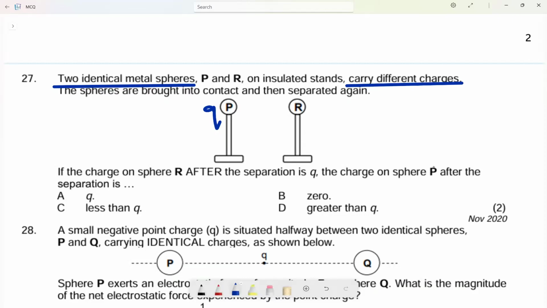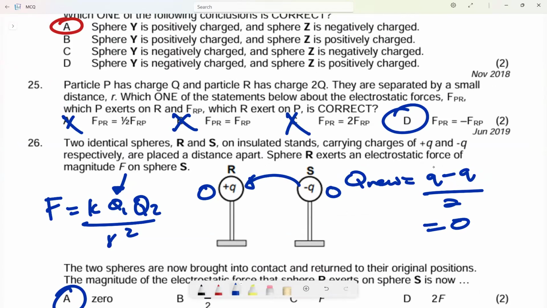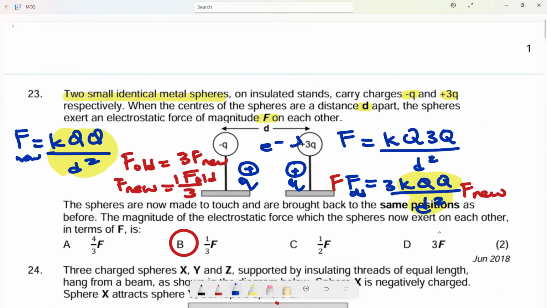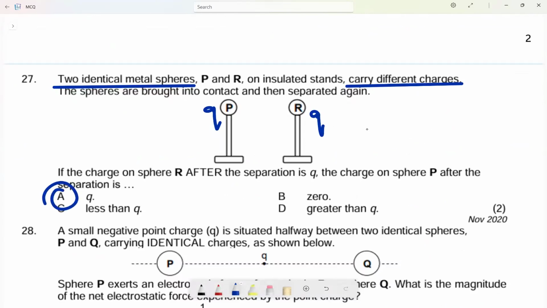Remember, after separation the charge will be the same. So here, remember, we calculated Q new. It became 0 for both of them. Also, we calculated Q new before, and we found it was 1Q, 1Q. It will be the same for both of them. So the new charge will be the same for both of them, making A the most correct answer.